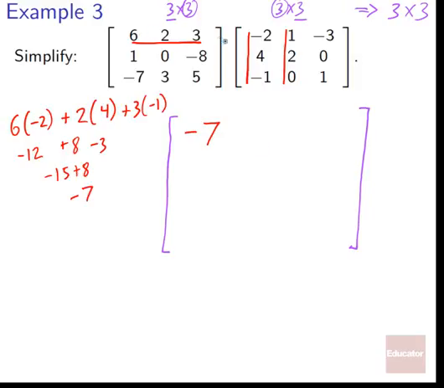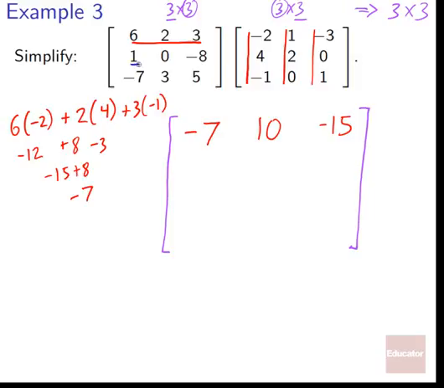So 6, 2, 3 on 1, 2, 0. First row on the second column. 6 times 1, 6. 2 times 2, 4. 6 plus 4 is 10. 3 times 0, 0. So we get 10. And then final column, 6, 2, 3 on negative 3, 0, 1. 6 times negative 3, negative 18. 2 times 0, 0. So still negative 18. 3 times 1, 3. So negative 18 plus 3 is negative 15.